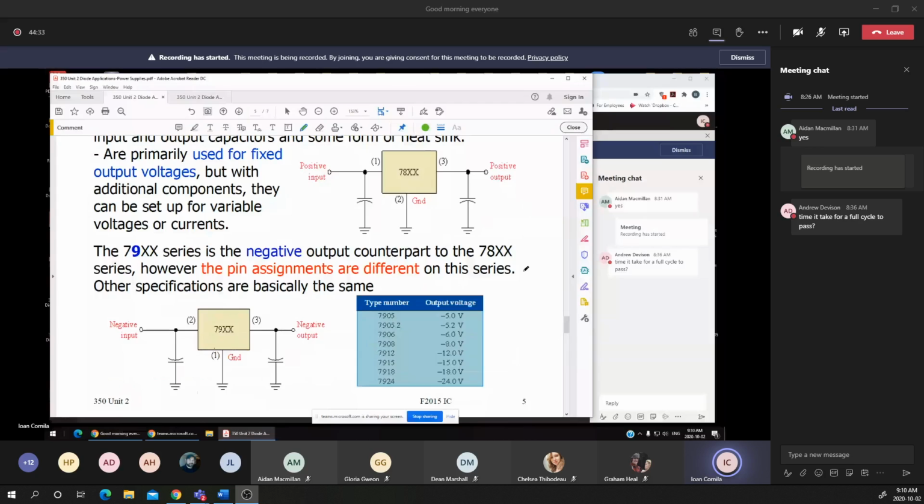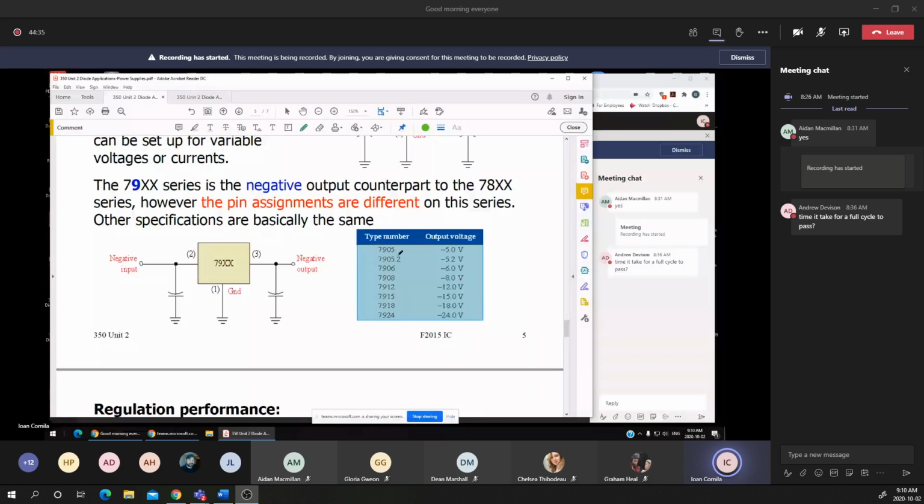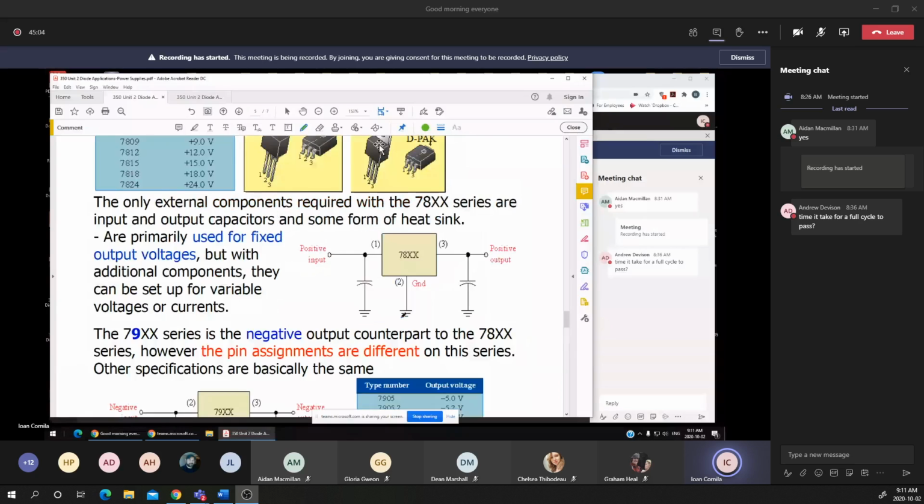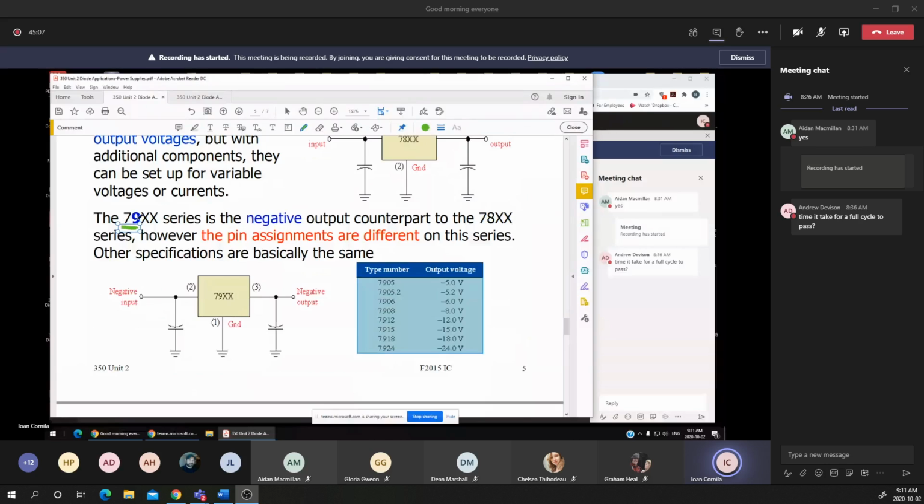The other one which has identical voltages, for example, is 795, that's 5 volts, or 795.2. You notice that we may see a small variation of the 5 volts, which is 5.2 volts, 6 volts, 12, 15, 18, 24. They are coming in almost the same ranges as 7800, except that, and that's why I put it in notes, except that the 79XX series has a negative voltage.